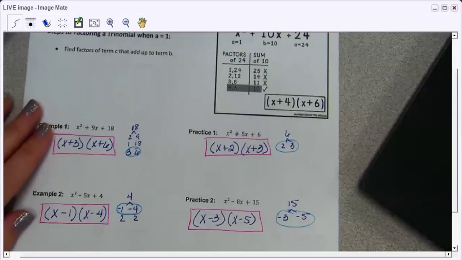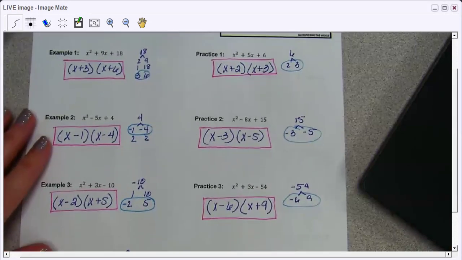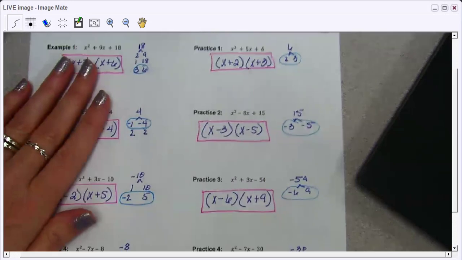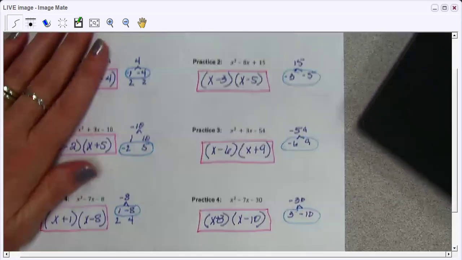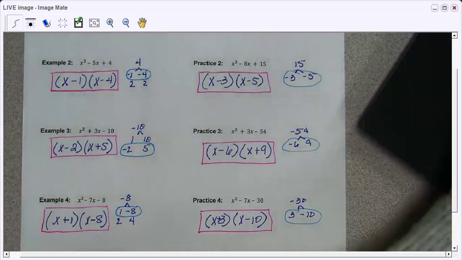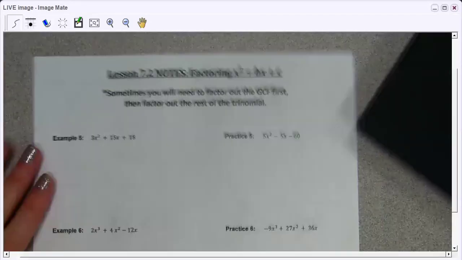All right, go ahead and check practice 1 and 2. And then let's see, and 3. And then here is 4. Any questions on these? Anyone need me to wait for just a minute? Okay. Okay, let's go to the back.